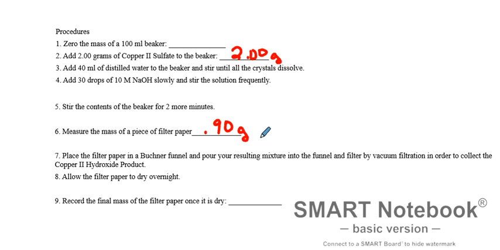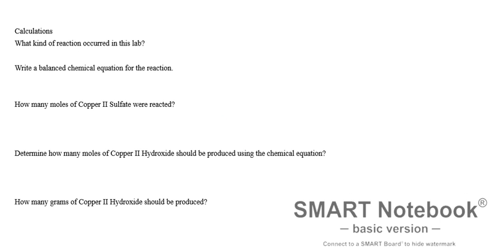After we react this, stir it around and filter it, let it dry overnight. Let's say I get 1.42 grams as my final mass of the filter paper after everything dries overnight. So we need to look at the balanced reaction for this. We also need to look at what kind of reaction it is and do our calculations.